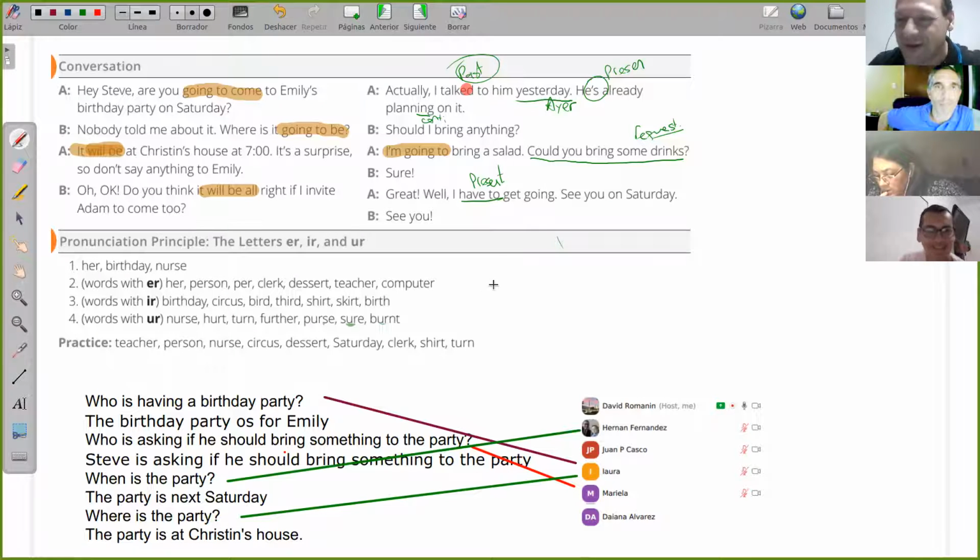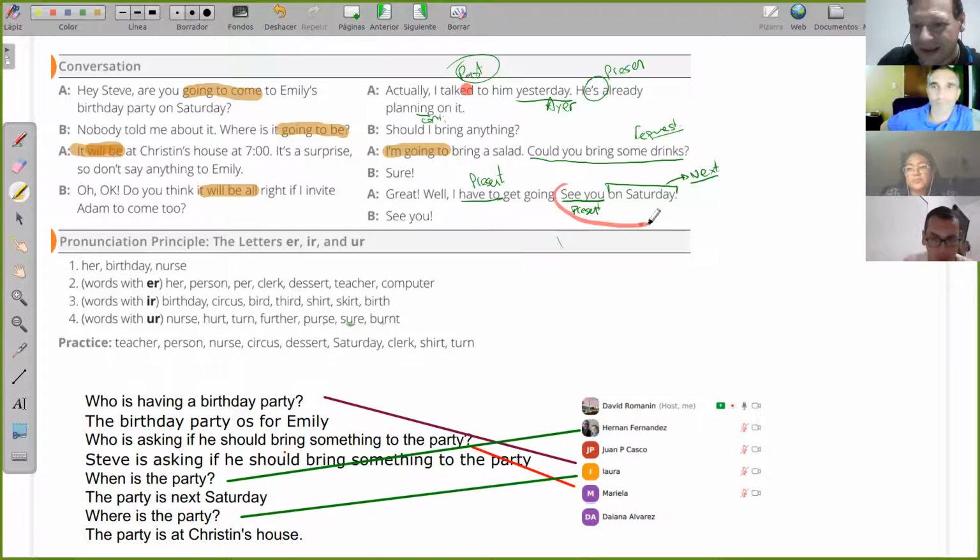I know this is difficult, but don't worry. I'm just trolling you. But there is one. It's really hidden. See you. Yes, you find it. See you. This is the present tense. See you on Saturday. Which Saturday? Next Saturday, because we are talking about the Saturday of the party. Okay? See you on Saturday. This is also future. This is indicating the future, something that we are going to do. Okay? It was really hidden, right?